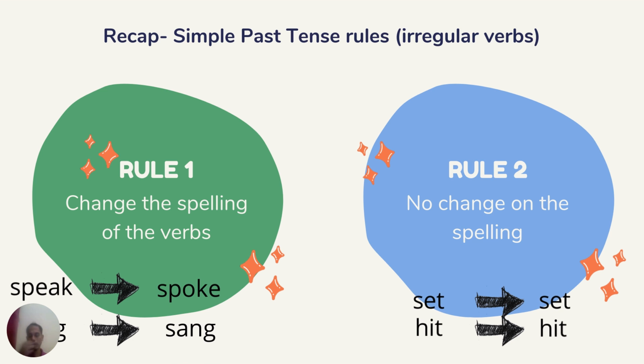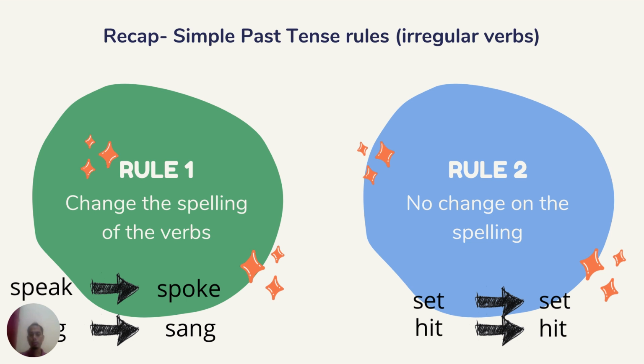I think we are done with the lesson. This is just for a recap. What we have learned today. We have learned about simple past tense rule for irregular verbs. There are two rules for irregular verbs. Rule number one is change the spellings of the verbs. For example, speak will change into spoke. Sing will change into sang.